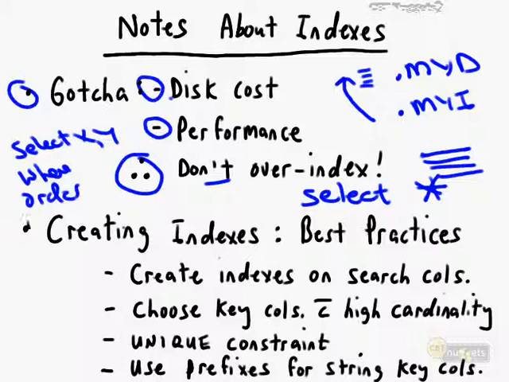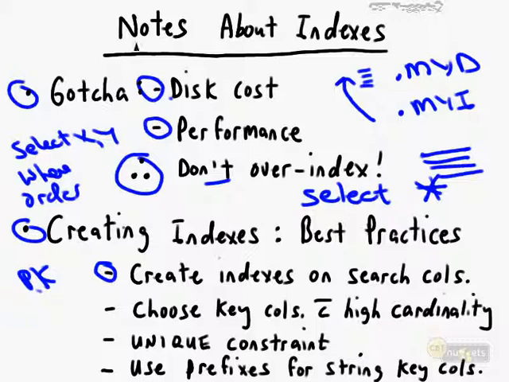Let's take a look at some best practices. Create indexes on frequently searched columns. That's hopefully a no-brainer. Now, MySQL behaves similarly to Microsoft SQL Server inasmuch as when you attach the primary key constraint to a column, MySQL will automatically create an index that keys on that value, on that column.